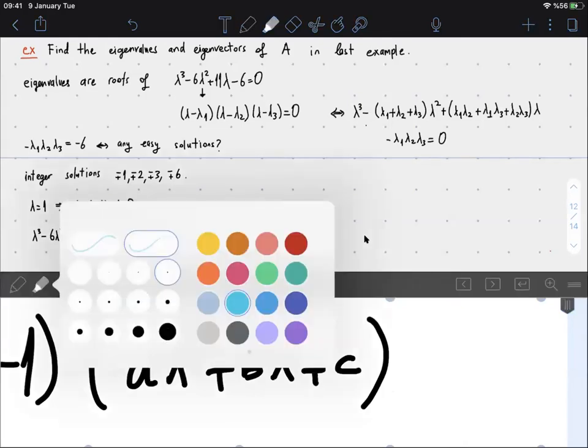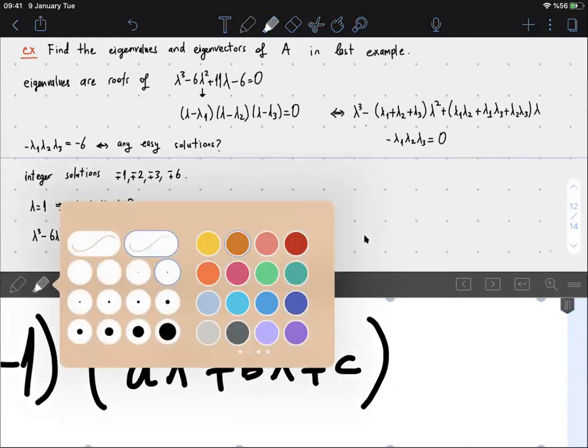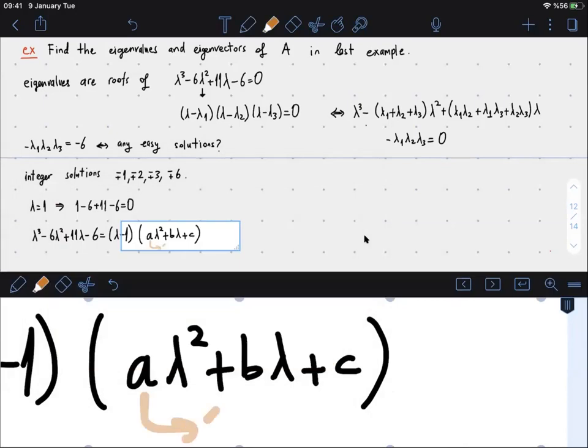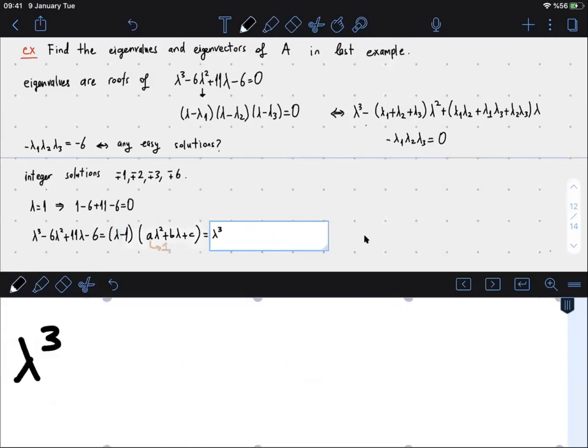Let's write it here. A is 1. So can we find the equations for b and c now? So let's write this. We get lambda cube. What are the other terms? Let's write a lambda cube, okay? So that we see that it is 1.